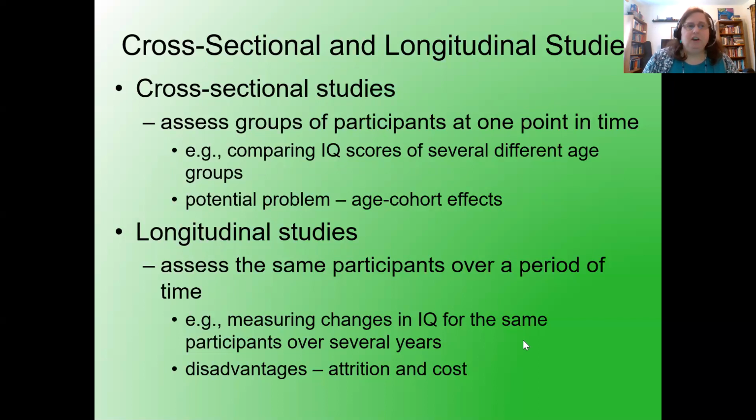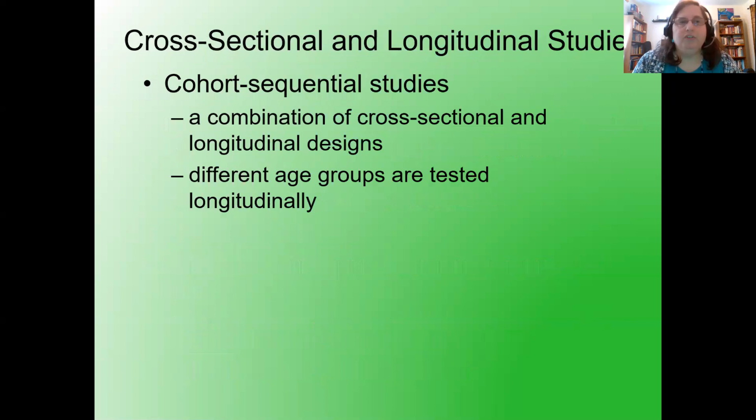Now, there's a third kind of study that's actually called a cohort sequential study. Now, this one's really interesting because it's a combination of cross-sectional and longitudinal designs. So different age groups are tested longitudinally. So in a study by Chernard and Roy in 2008, they did this kind of cohort sequential study. They were interested in the changes that occur in students' academic motivation during adolescence.